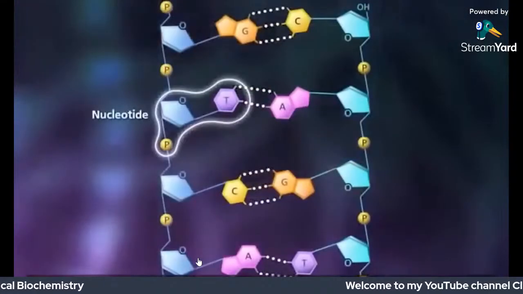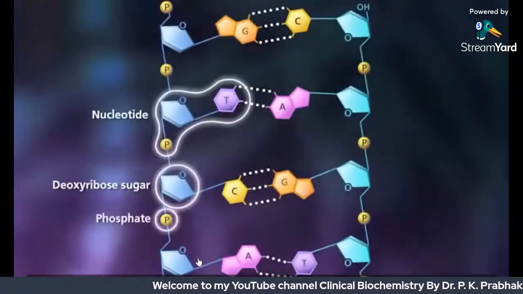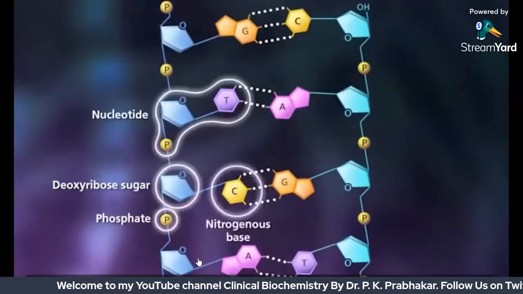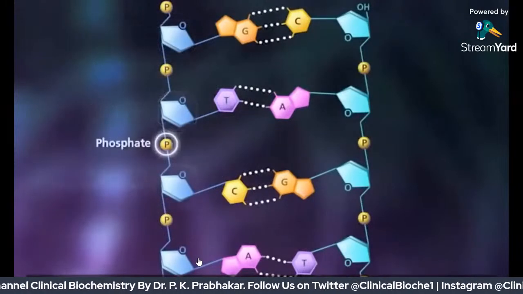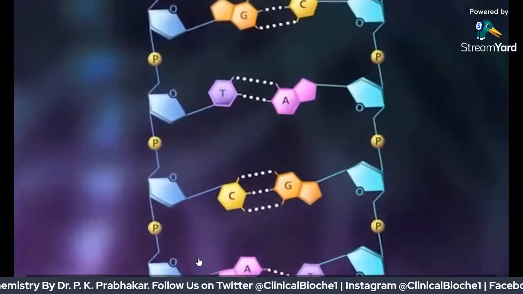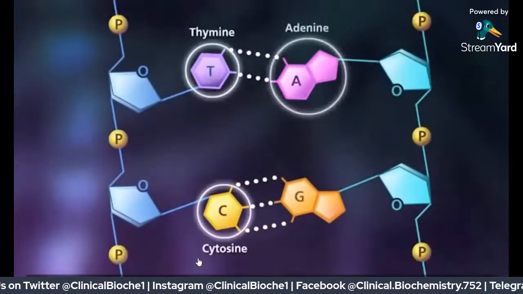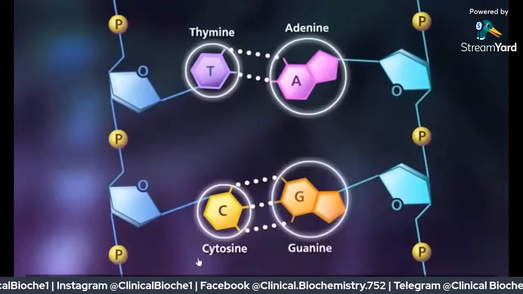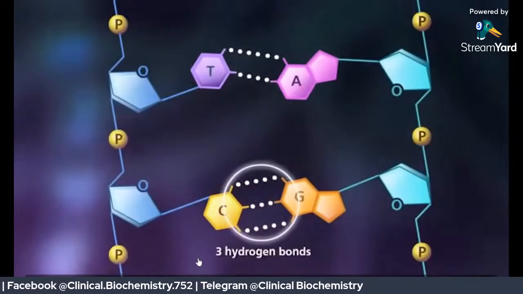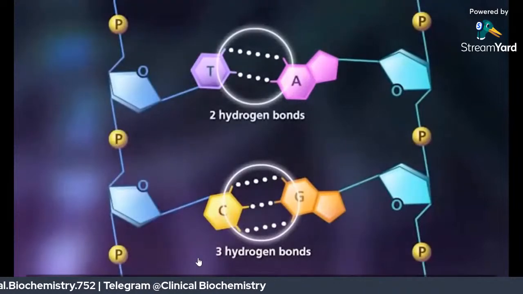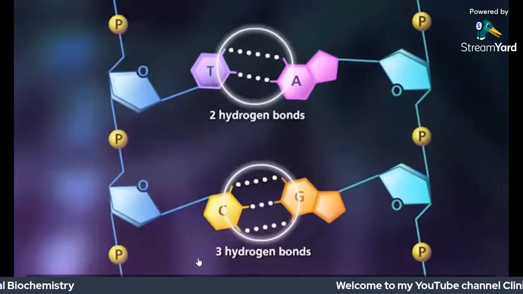Nucleotides are molecules that consist of a deoxyribose sugar, a phosphate, and one of 4 nitrogenous bases. The phosphodiester backbones consist of alternating sugar and phosphate groups. The nitrogenous bases include cytosine, thymine, adenine, and guanine. Cytosine forms 3 hydrogen bonds with guanine, and thymine forms 2 hydrogen bonds with adenine. This is referred to as complementary base pairing.